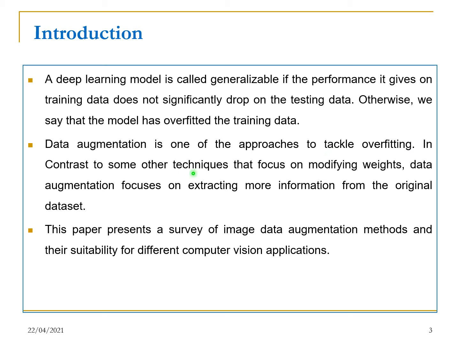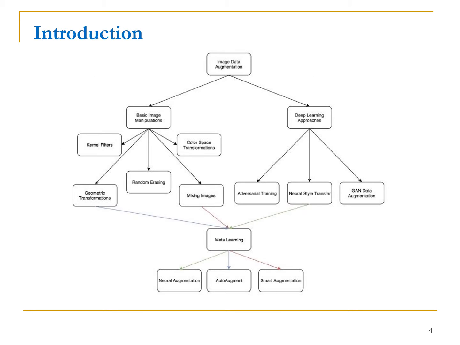In contrast to some other techniques that focus on modifying weights, data augmentation focuses on extracting more information from the original data set. So this paper presents a survey of image data augmentation methods and their suitability for different computer vision applications. So we can see that broadly speaking, image data augmentation can be categorized as basic image manipulations and deep learning approaches. And recently, a new concept, meta learning, has been introduced wherein a network is trained using another network.